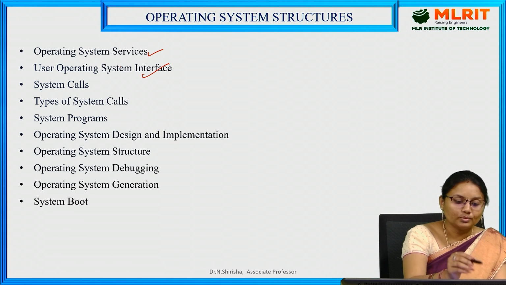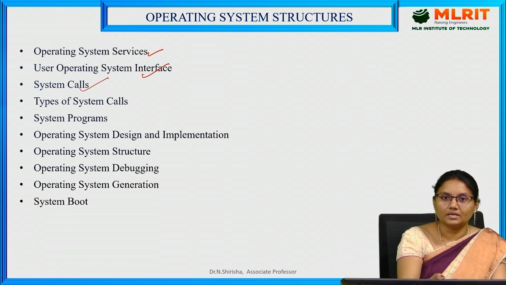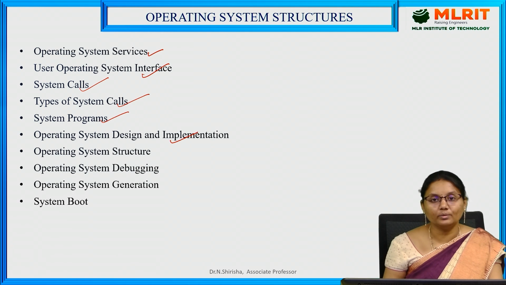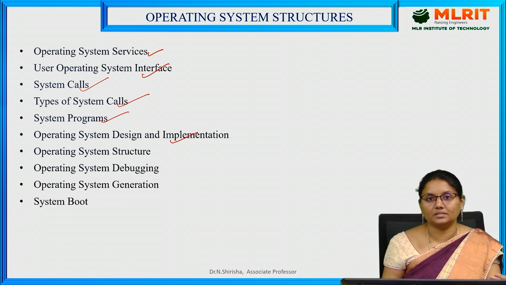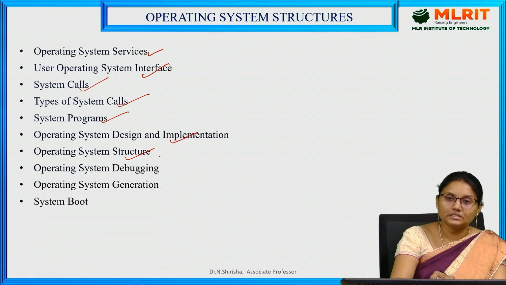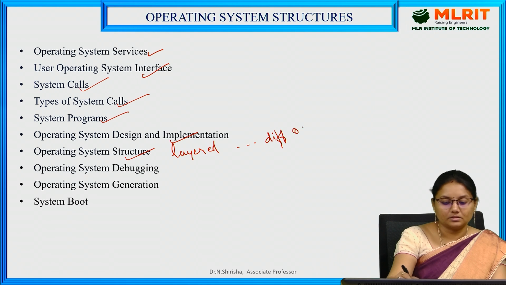Then, once the interface is known, we move to the system calls, how the system calls are being used and what the different types are, and system programs, how to write a system program using the above one, the system calls. Then operating system design and implementation, how you design and how you implement using different sorts of APIs and system calls in different structures of operating system. Like in Unix, you will be using different APIs, and in Windows, you are using different APIs. Then finally, operating system structure, where we'll see the layered approach for different operating systems.